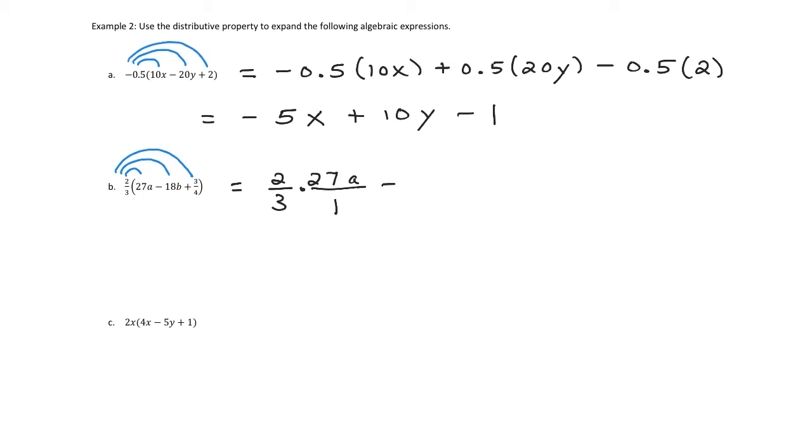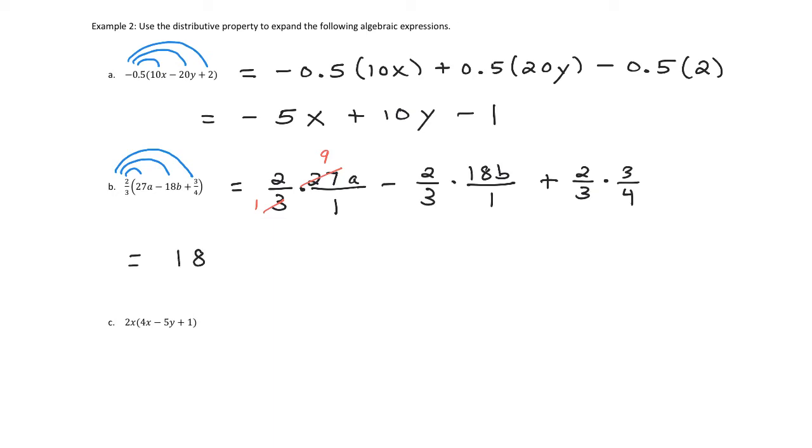If I continue this, I get minus 2/3 times, I'll write 18b over 1, and then plus 2/3 times 3/4. So written in this way, I now know how to cancel any common factors between the numerators and the denominators. So let's see. For my very first term, I have 3 goes into itself once and it goes into 27 9 times. The number that's left over is going to be 2 times 9, which is 18.